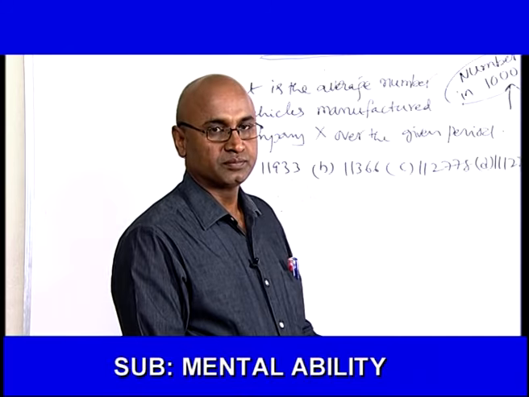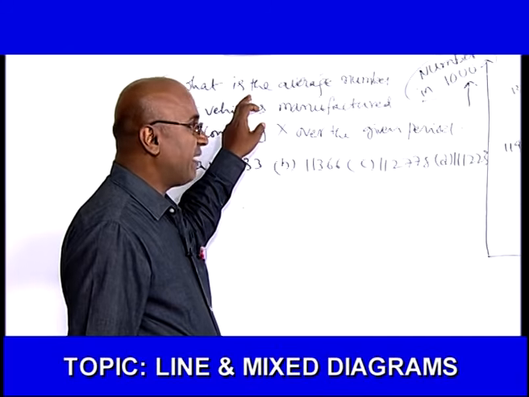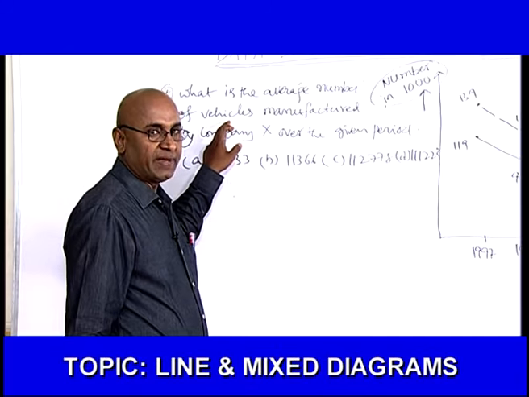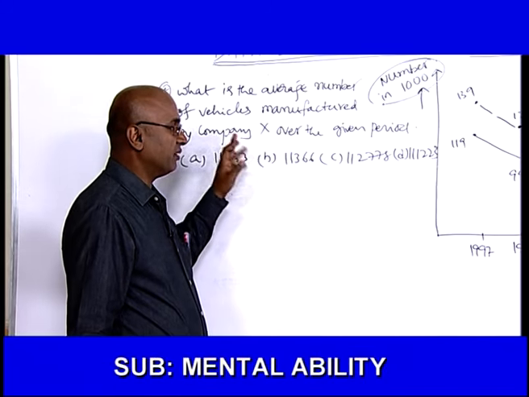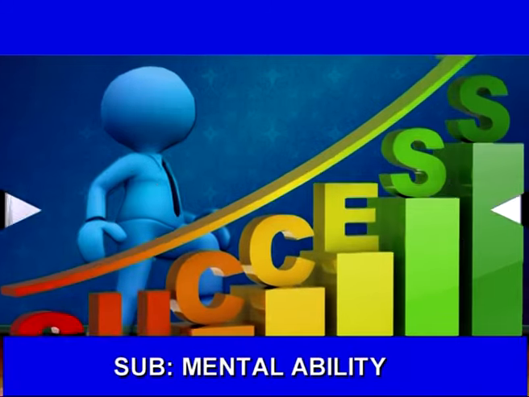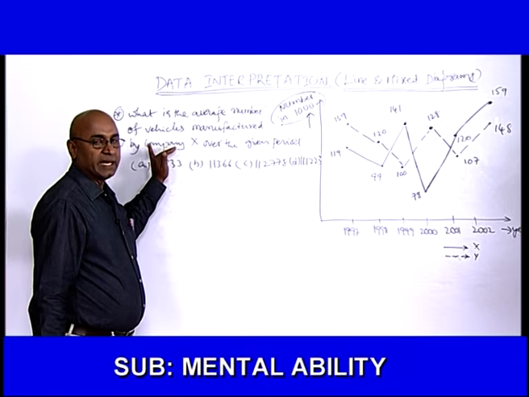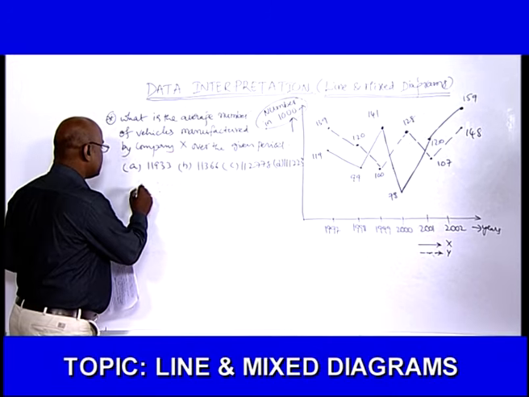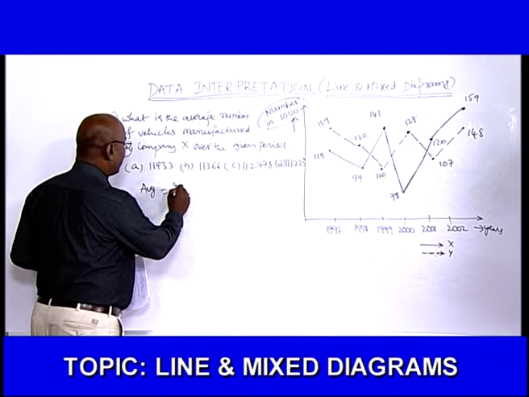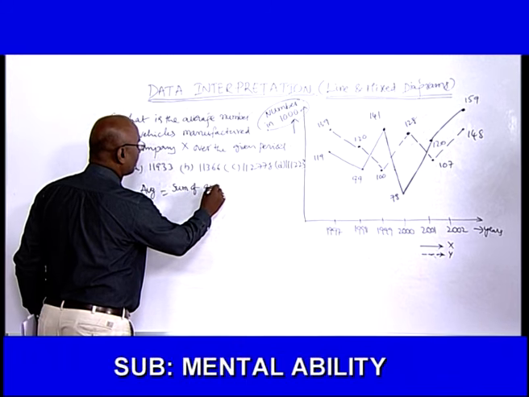Next question. What is the average number of vehicles manufactured by company X over the given period? ఇచ్చినటువంటి అన్ని కాలాల్లో కంపెనీ ఎక్స్ తయారు చేసినటువంటి వాహనాల యొక్క సగటు ఎంత అంటున్నాడు. సో యావరేజ్ ఈజ్ ఈక్వల్ టు సమ్ ఆఫ్ క్వాంటిటీస్ బై number of quantities.